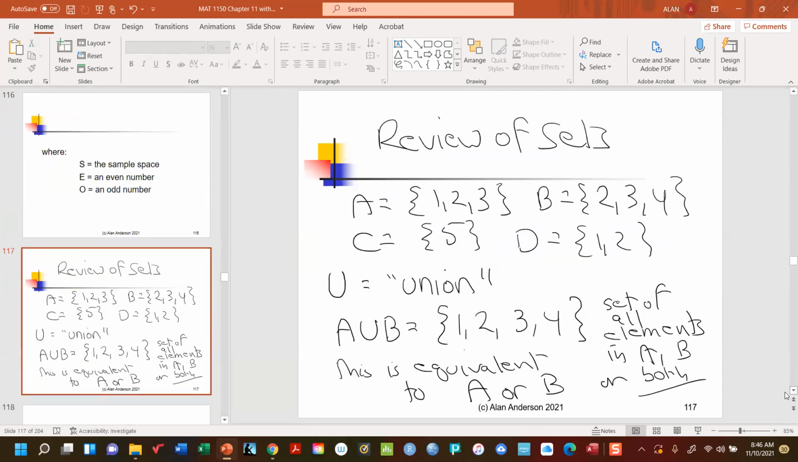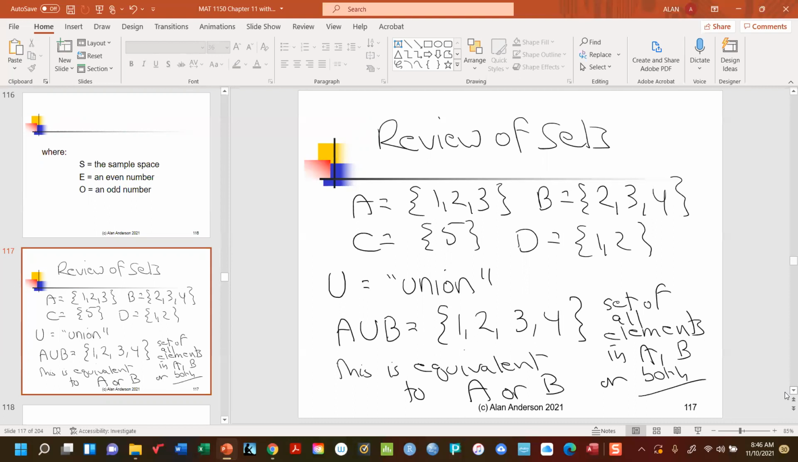Now, just because it's possible that it's been a while since you thought about sets, what we really are interested in here is reviewing algebra or algebraic operations on sets. So what I've done here is I put together a small collection of sets. You can see A is 1, 2, 3, B is 2, 3, 4, C is just 5, D is 1 and 2.